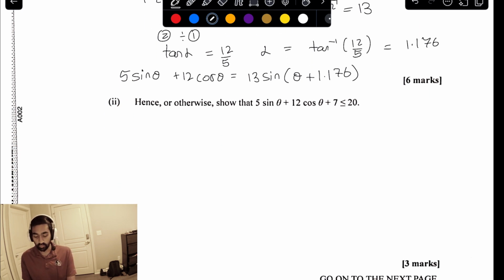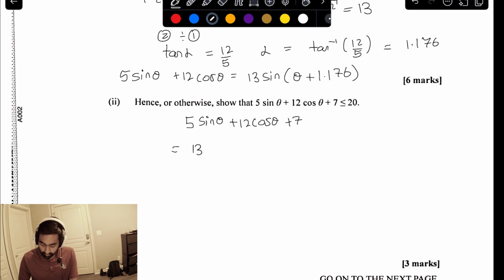Part 2 asks us to show that 5 sine theta plus 12 cosine theta plus 7 is less than or equal to 20. Usually when you have this question and the next part is some kind of inequality, you have to use the first part. So we're going to use what we just figured out. 5 sine theta plus 12 cosine theta plus 7 is equal to 13 sine(theta plus 1.176) plus 7.